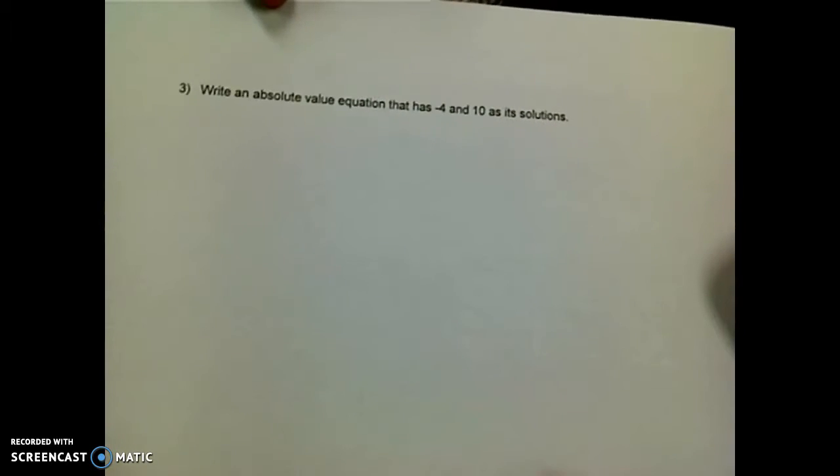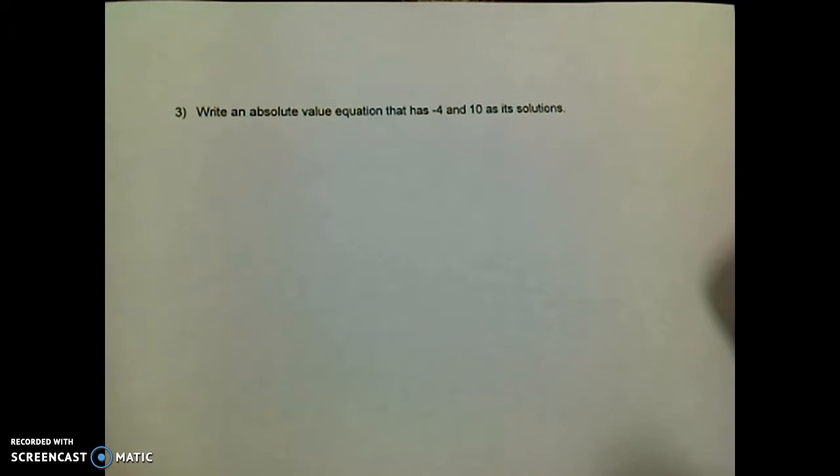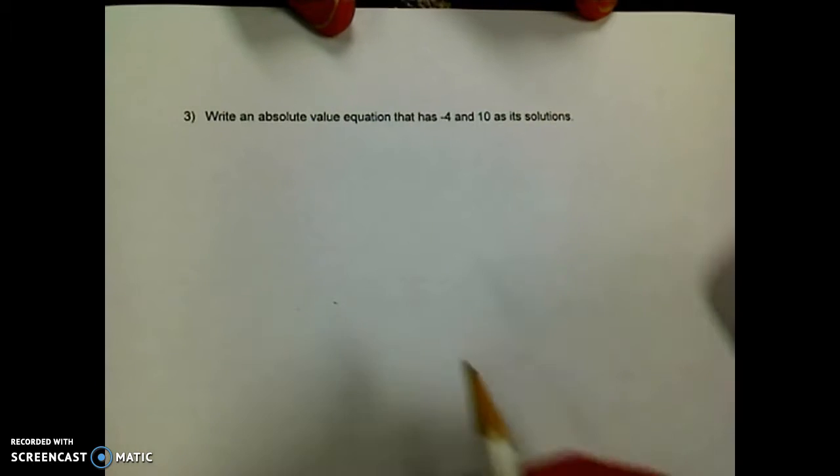Let's continue on. It helps to get a handle on the concept of absolute value equations by working one backwards. We're going to get into this up to our elbows on this trip through. Write an absolute value equation that has negative 4 and 10 as its solutions.